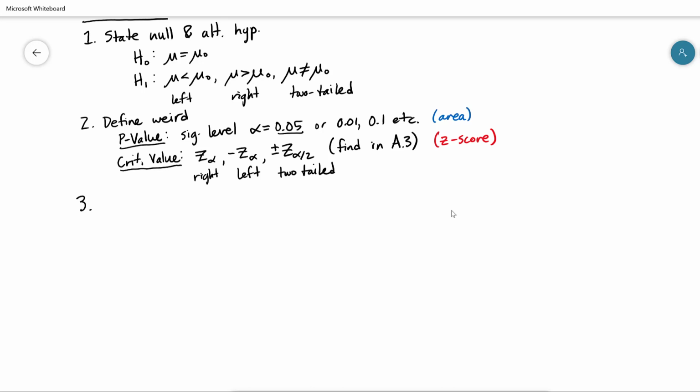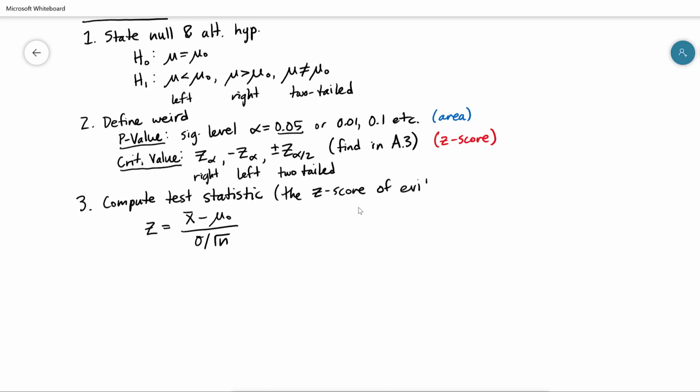The third step, here's where we actually look at our evidence. So we need to compute the test statistic. We did that earlier. It's the z-score of our evidence. So in this case, it was our particular value of x bar. X bar minus mu naught over sigma over the square root of n. This was the number that gave us the 2.8 earlier. So this is our actual evidence, right? The z-score of the evidence. That's what this is.